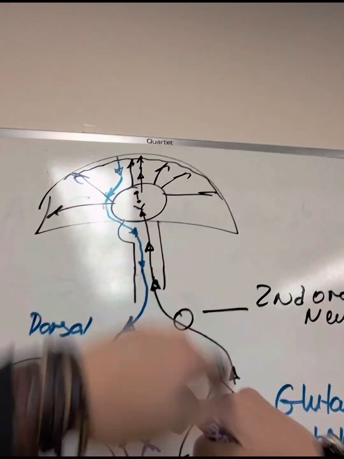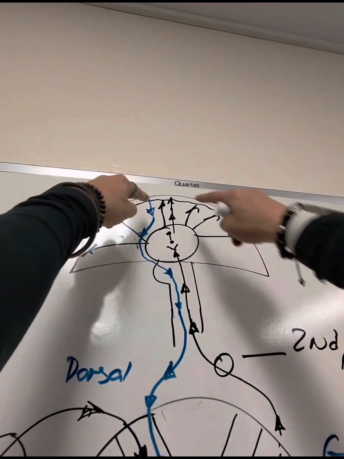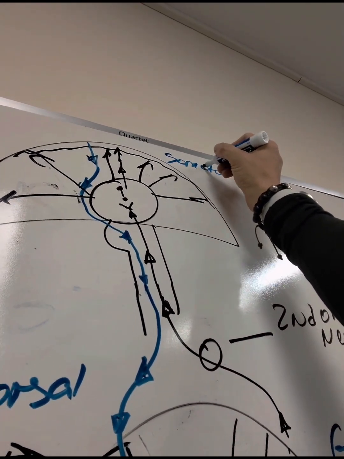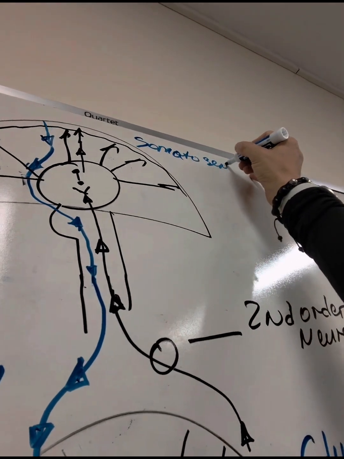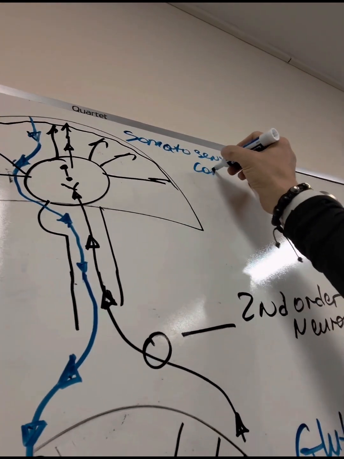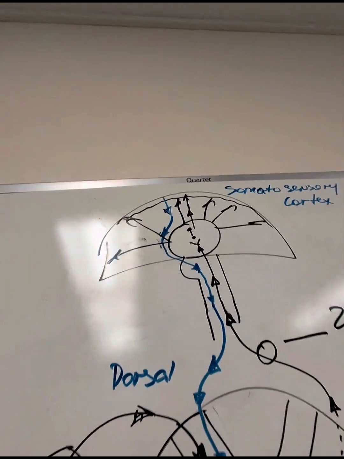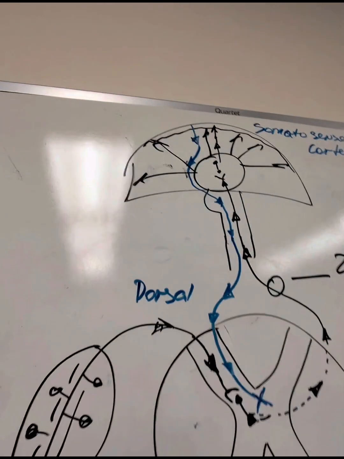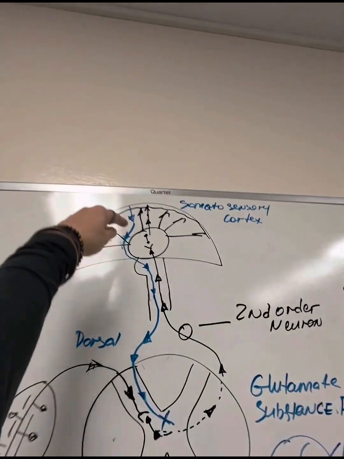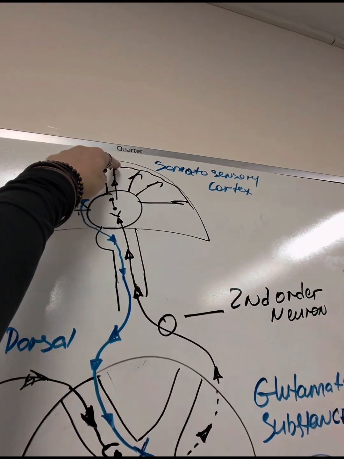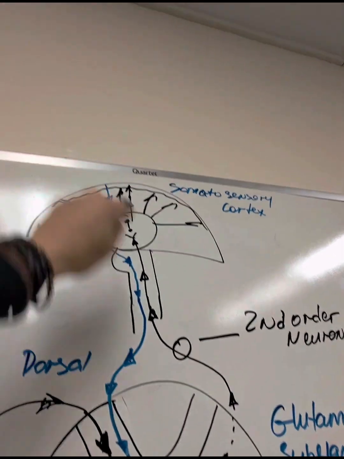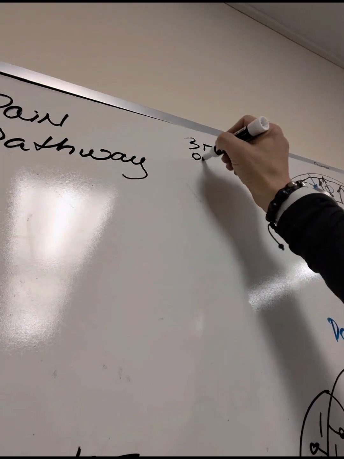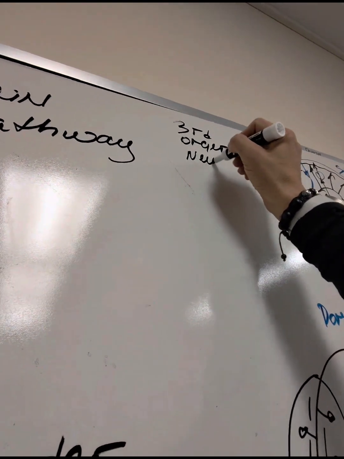Again, this is the spinothalamic tract, and this is the somatosensory cortex. That's the cortex, that's where there's a collection of cell bodies, where there's a lot of gray matter. And from the thalamus to the somatosensory cortex and all these different lobes, this is a third order neuron.